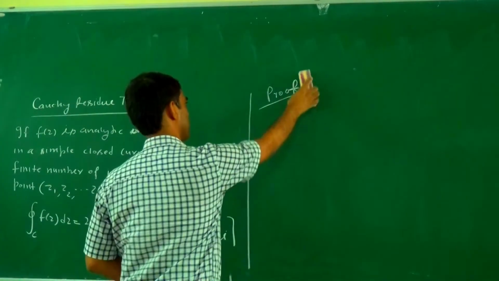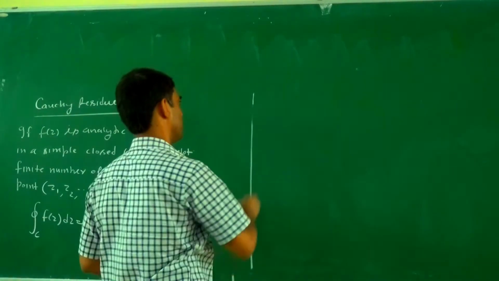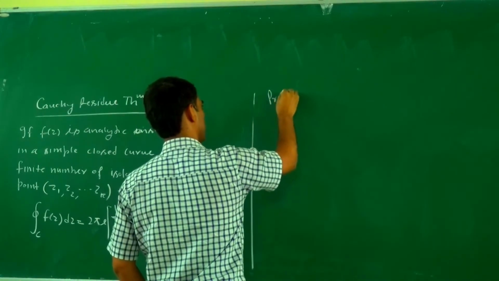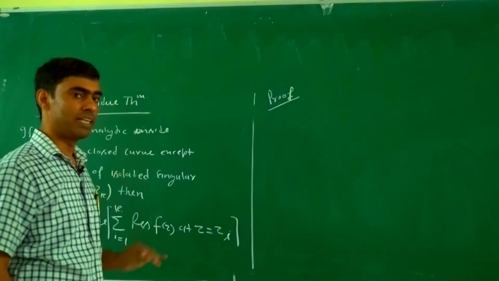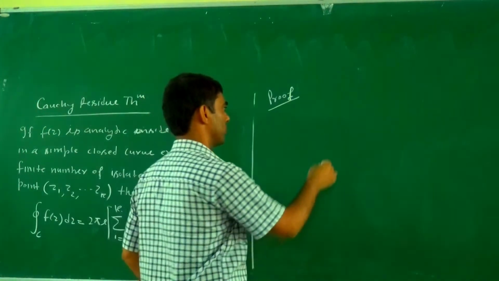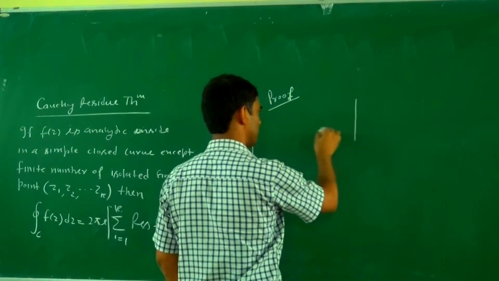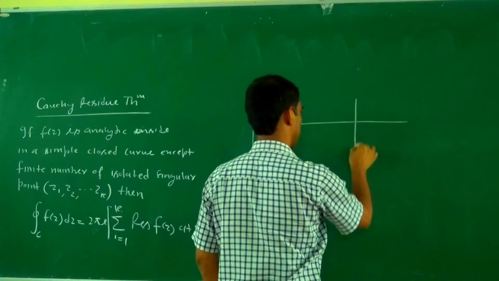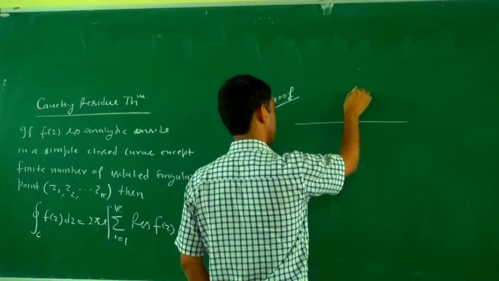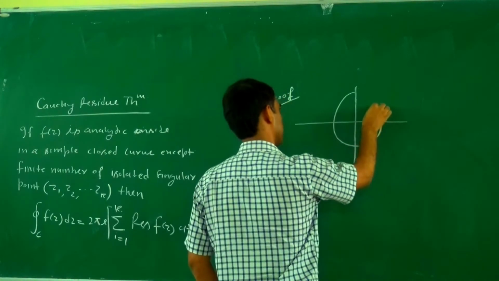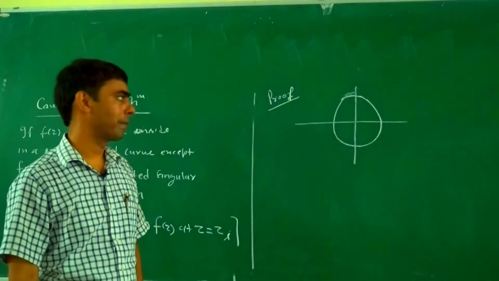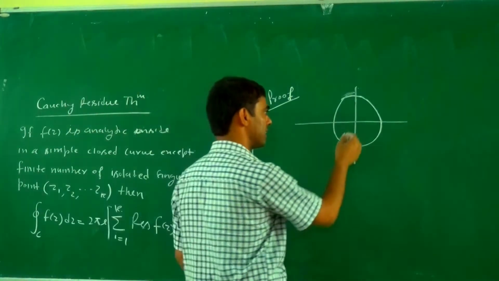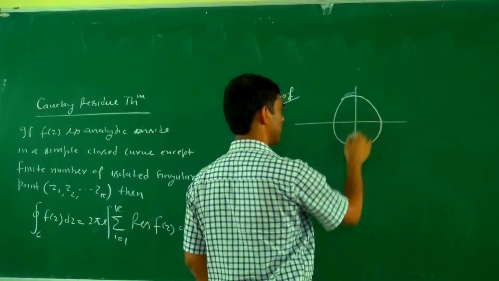How do we prove this one? Proof of the Cauchy residue theorem. What is the statement? f(z) is analytic inside a closed curve C. Suppose this is the closed curve C. f(z) is analytic inside this curve except at a finite number of points.